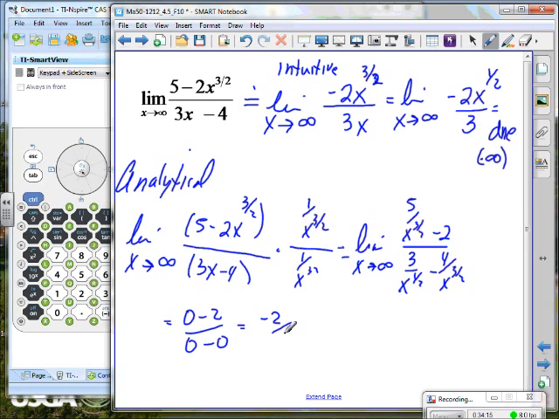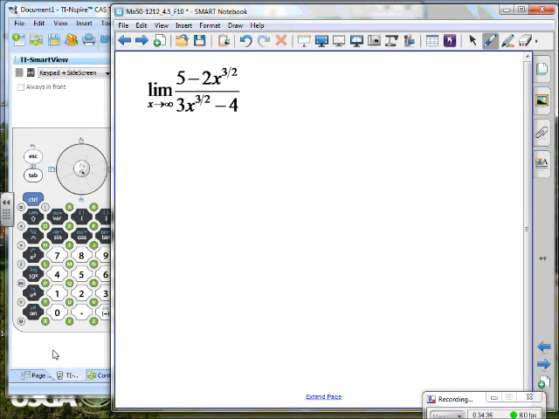What do you know about dividing by 0? Undefined, which means, again, that we're going to negative infinity. Okay. So if the numerator is greater than the denominator, is there a limit to the output values? What about this one?